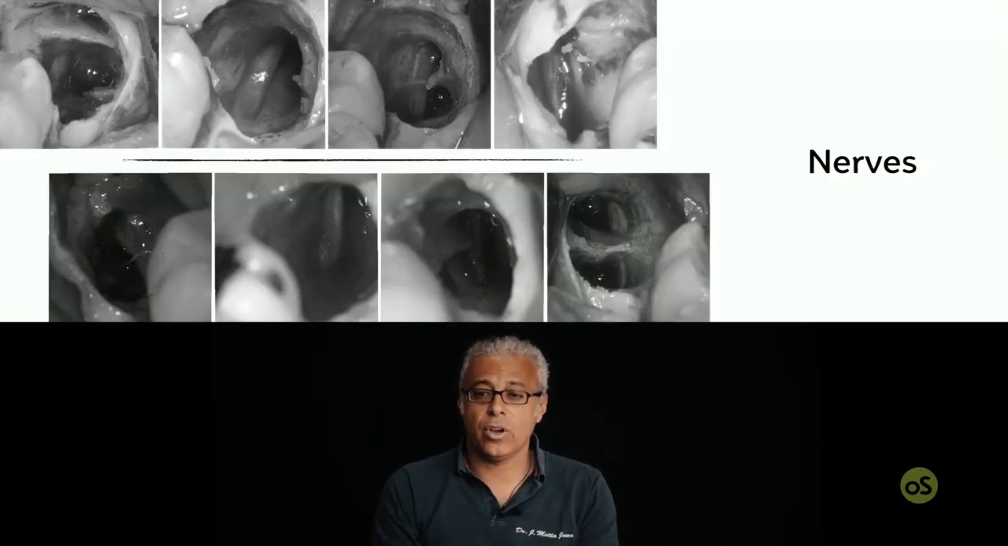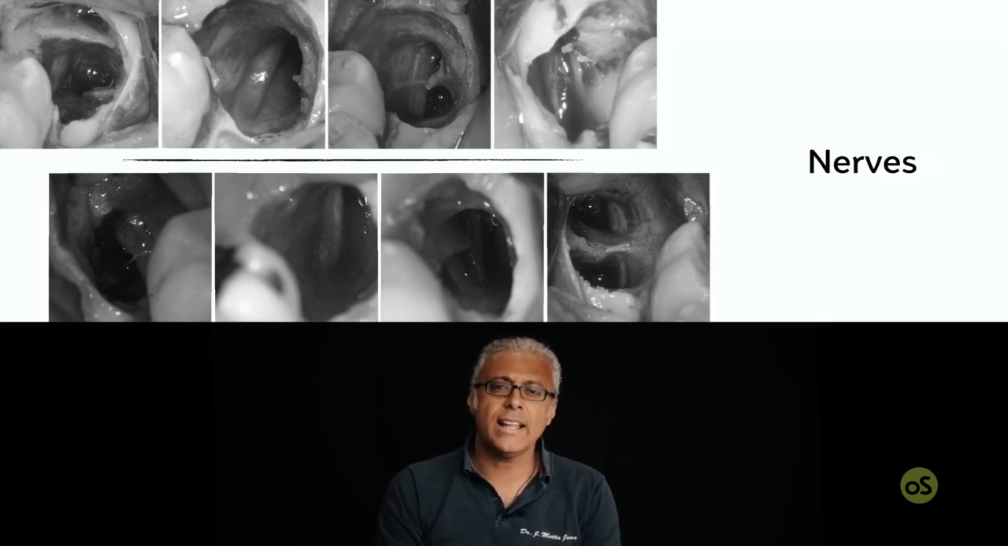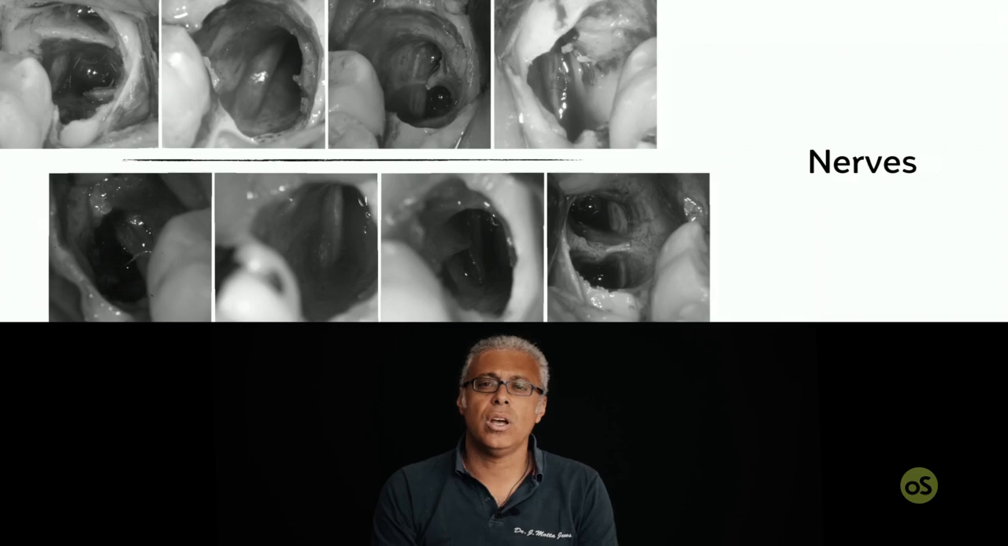Today's topic is nerves. As an oral surgeon, one of our worries is the injury of the inferior alveolar nerve or the lingual nerve. This is an image of some of the nerves that I found during my surgery. And today I will try to give you my vision of how to reduce this kind of complication.